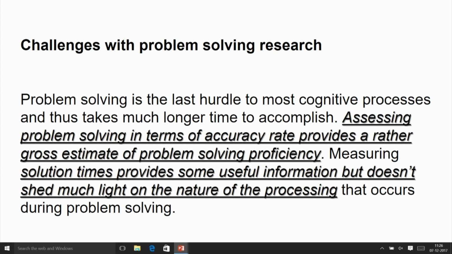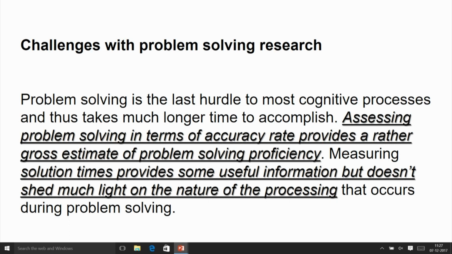When a problem is present, there are certain ways to solve it. There are certain answers to solving this problem, but there are certain challenges which arise when you solve problems. For example, problem solving is the last hurdle to most cognitive processes, as I have been saying all along, and it takes a long time to accomplish.